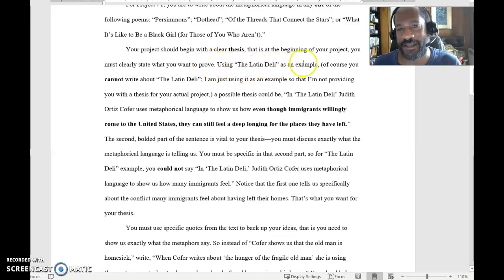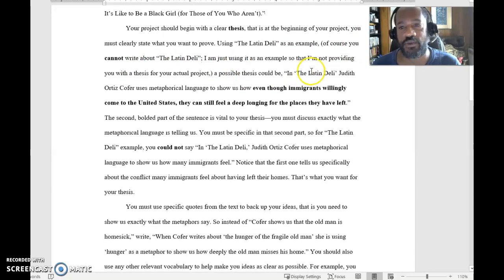So using the Latin Deli as an example, and as I say, you cannot write about the Latin Deli. I'm just using an example, so I'm not providing you with a thesis for your actual project. A possible thesis could be: in the Latin Deli, Judith Ortiz Cofer uses metaphorical language to show us how even though immigrants willingly come to the United States, they can still feel a deep longing for the places they have left. Right? So that could be a thesis for that. Notice that it mentions how we're going to have metaphorical language in there. And as I say in here, the second bolded part of the sentence is vital to your thesis. You must discuss exactly what the metaphorical language is telling us.